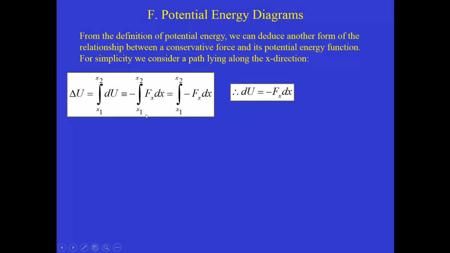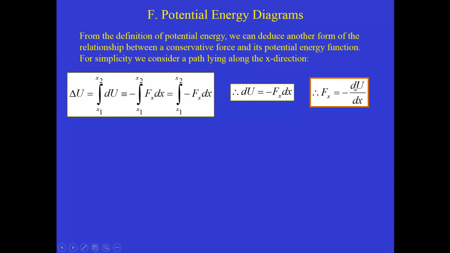Because if those two integrals are equal to each other, then the integrands have to be equal to each other as well. So a small change in potential energy is equal to minus the x component of the force times a small change in position. And just solving that for the force, we find that the x component of force is equal to minus the derivative of potential energy along the x direction.